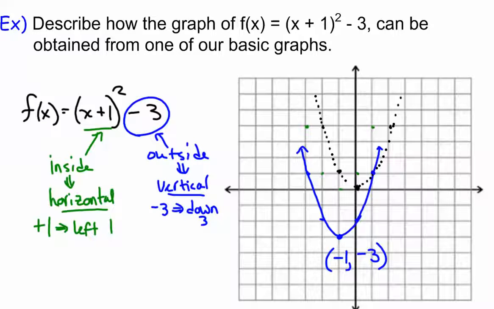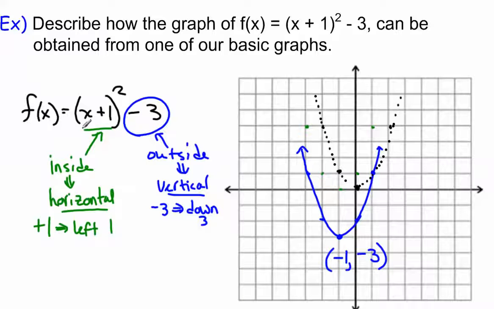Here I've got a couple examples of working with and using transformations to quickly get graphs or quickly get equations. This first one, we want to describe how the graph of f of x equals the quantity x plus 1 squared minus 3 can be obtained from a basic graph. Well, the basic thing is a square function, which we know is this parabola. I've got it kind of in black dotted lines here. Okay, the 0, 0, the 1, 1, the 2, 4, the negative 1, 1, the negative 2, 4.